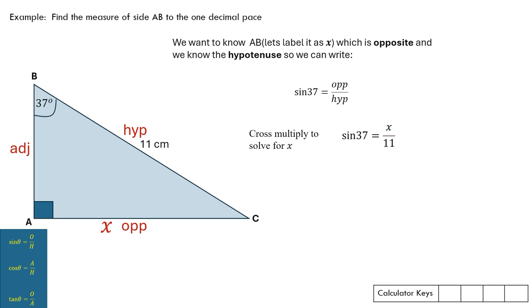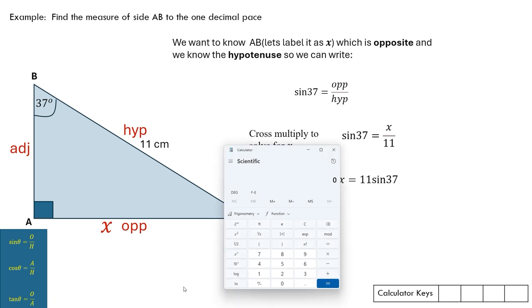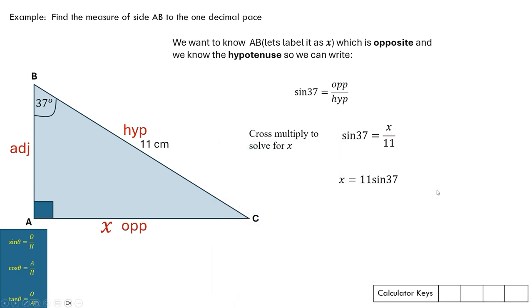Cross multiply to solve for x. X will equal 11 times sine 37. Going to our calculator, type in 37, sine, which gives us a value of 0.6018. So we multiply that value by 11, which gives us a value of 6.6 for x. So that side x is 6.6 centimeters in length.